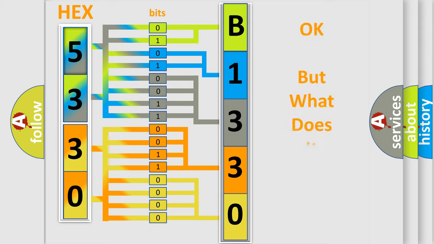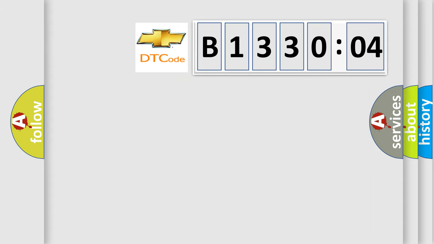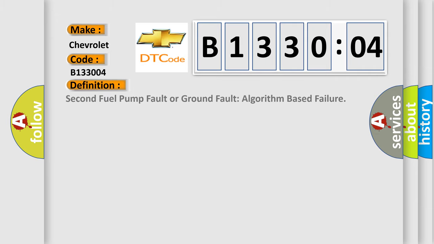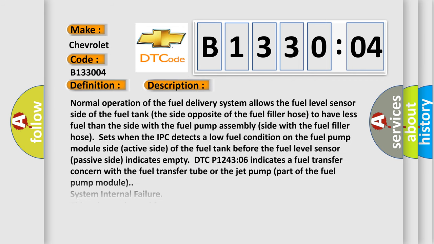The number itself does not make sense to us if we cannot assign information to what it actually expresses. So, what does the diagnostic trouble code B1330-04 interpret specifically for Chevrolet car manufacturers? The basic definition is second fuel pump fault or ground fault algorithm based failure. And now this is a short description of this DTC code.